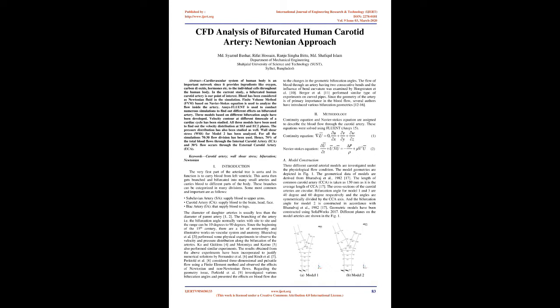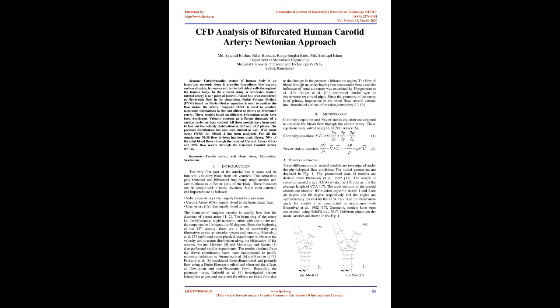Introduction. The very first part of the arterial tree is the aorta, and its function is to carry blood from the left ventricle. This aorta then gets branched and bifurcated into many small arteries and carries blood to different parts of the body. These branches can be categorized in many divisions. Some of the most common and important are as follows. Subclavian artery, SA, supplies blood to the upper arms. Carotid artery, CA, supplies blood to the brain, head, and face. Iliac artery, IA, supplies blood to the legs.